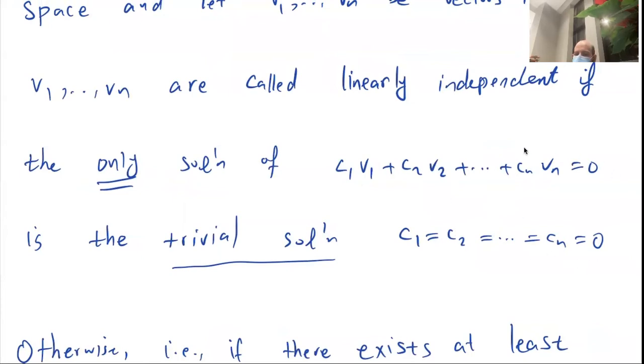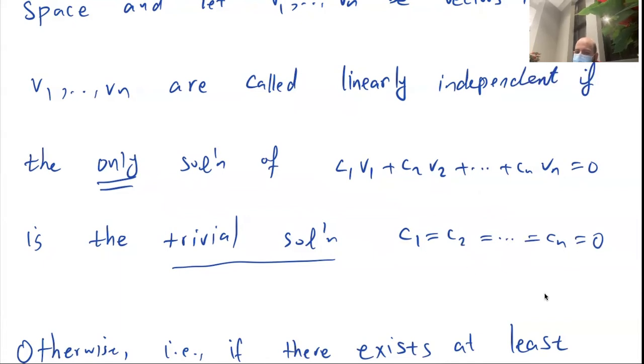See, when I say the only solution, I mean solution for C1 to Cn. So let's assume V1 to Vn are fixed. So we have some fixed vectors that are given. And let's say we want to find the solutions for this system, C1 V1 plus ... plus Cn Vn equals 0, the solutions for C1 to Cn. What solutions do we have for C1 to Cn? One solution is always C1 to Cn equals 0.